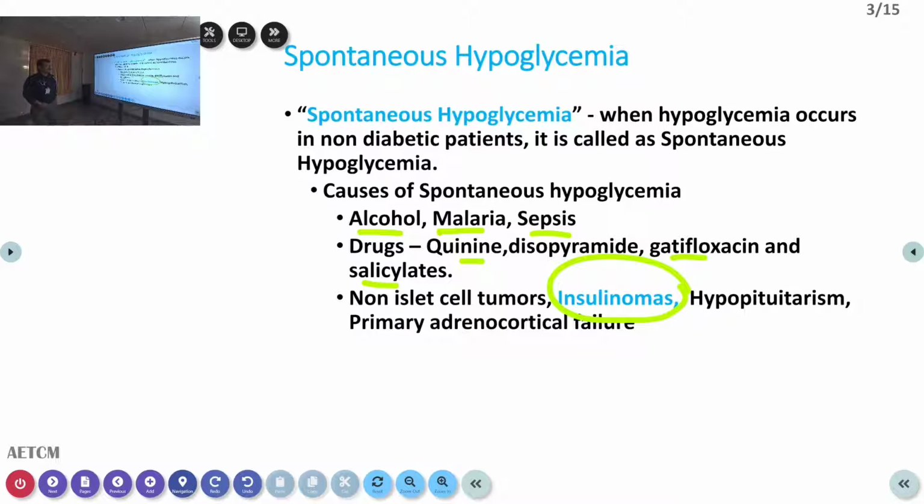If you are getting a hypoglycemic patient in the emergency room who is not a diabetic, not on insulin, not on oral hypoglycemic agents, you have to always suspect insulinoma. That's why whenever we are getting hypoglycemia in non-diabetic patients, always take a sample for serum insulin levels. That is very important, because if you want to make a diagnosis of insulinoma, the first investigation will be serum insulin, and that has to be high when there is a hypoglycemic episode.